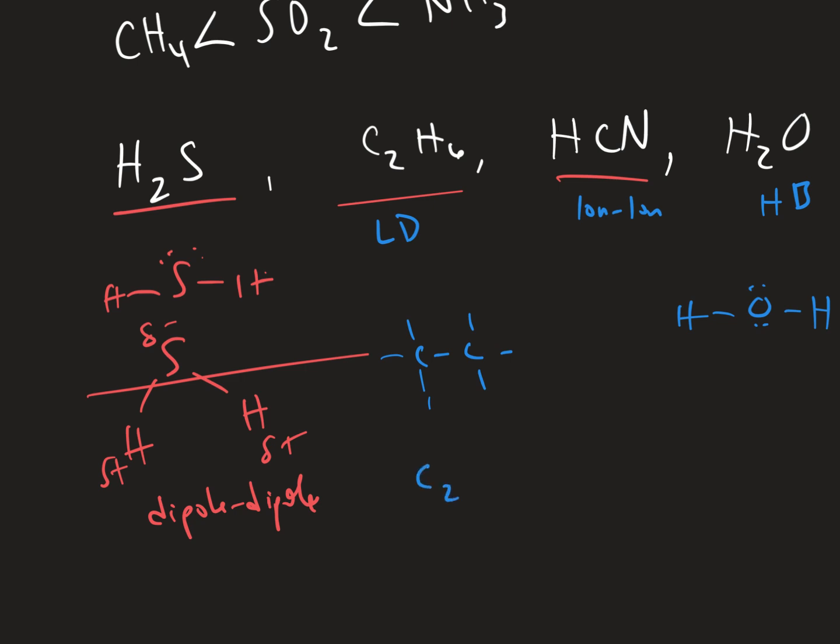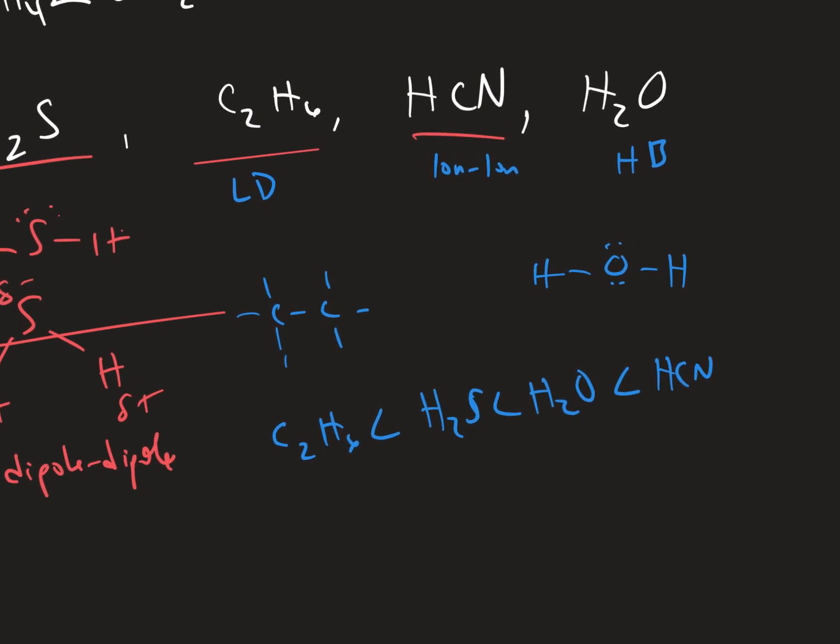So C2H6 is the lowest. Then H2S, then H2O, and then HCN. Are we good? So maybe we shouldn't just try to hurry and guess. Draw them out. Make sure we know. Questions?